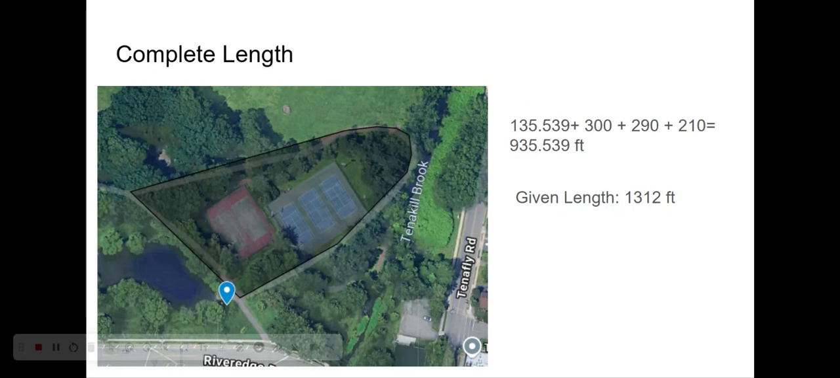And I think that's because I maybe should have used more points on the quadratic to get a more accurate line of best fit. And that likely is where I lost a little bit of length for the path. But yeah, that's my project.